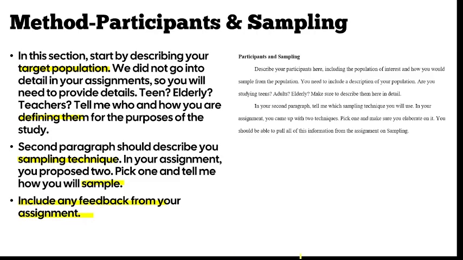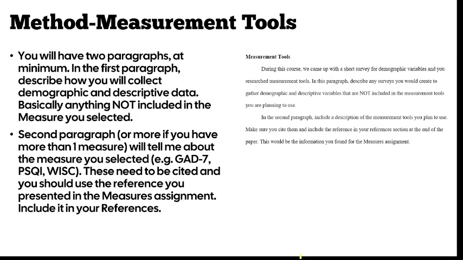This should be a pretty short section, okay? 2 nice paragraphs, you should have it done. Next, you're going to go into your measurement tool or tools. All right, you need to have at least 2 paragraphs here. In the first paragraph, I want you to tell me what demographic data and descriptive data you're going to collect from your population. So basically, anything that is not going to be included in your measure that you're using, right?